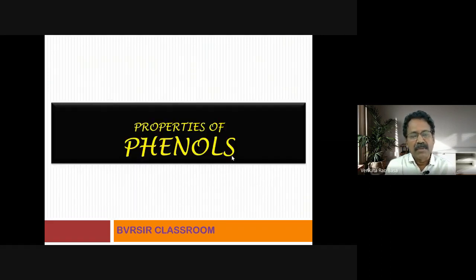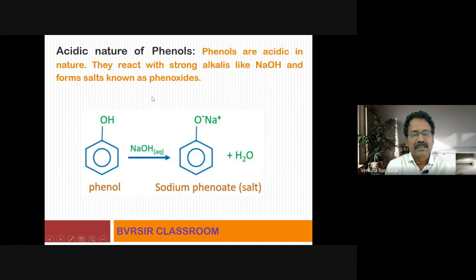Next, we will see the properties of phenols. Properties of phenols are also very important for examination. In these properties, we will mainly focus on, first of all, the acidic nature of phenols. Phenols are acidic in nature. They react with strong alkalis like sodium hydroxide and form salts called phenoxides or phenoates. Since they react with alkalis like NaOH, phenols exhibit acidic nature. That's why they react with bases. So this is phenol reacting with aqueous NaOH, resulting in the formation of sodium phenoxide, or sodium phenoate salt.